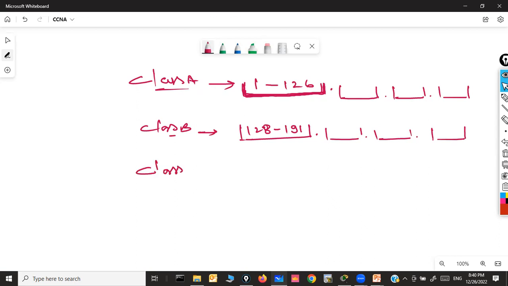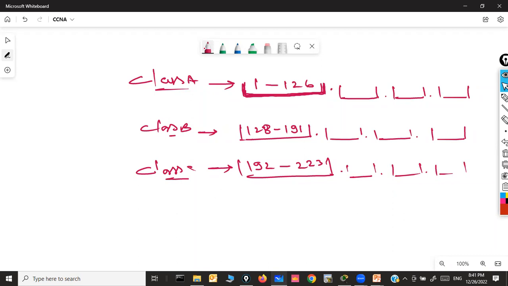Class C, again in the first octet, any value between 192 and 223 means class C. So class C is 192 to 223. And the second, third, and fourth octets, irrespective of the class, can have any value between 0 and 255, irrespective of the class.